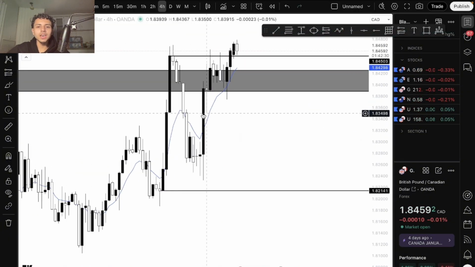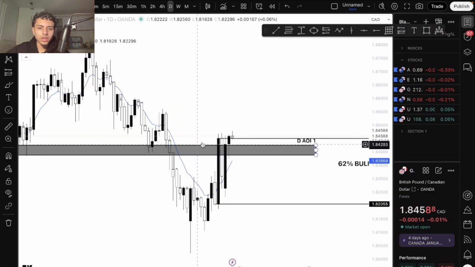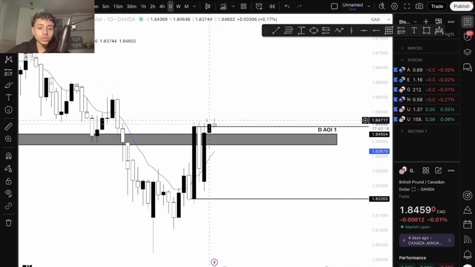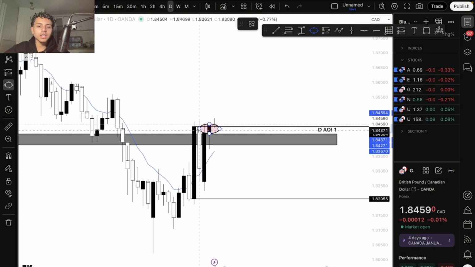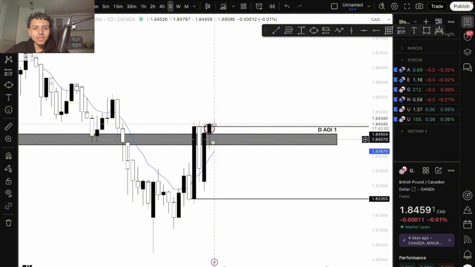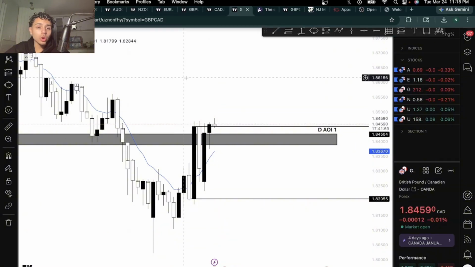We still got GBP CAD. For GBP CAD, we said that this pair was bullish. So let's see what GBP CAD is doing right now. Honestly, the daily candlestick closed above here, meaning that it definitely engulfed this other daily area of interest on the daily time frame. So now what I'm waiting to see is a confirmation candle on the 4-hour.